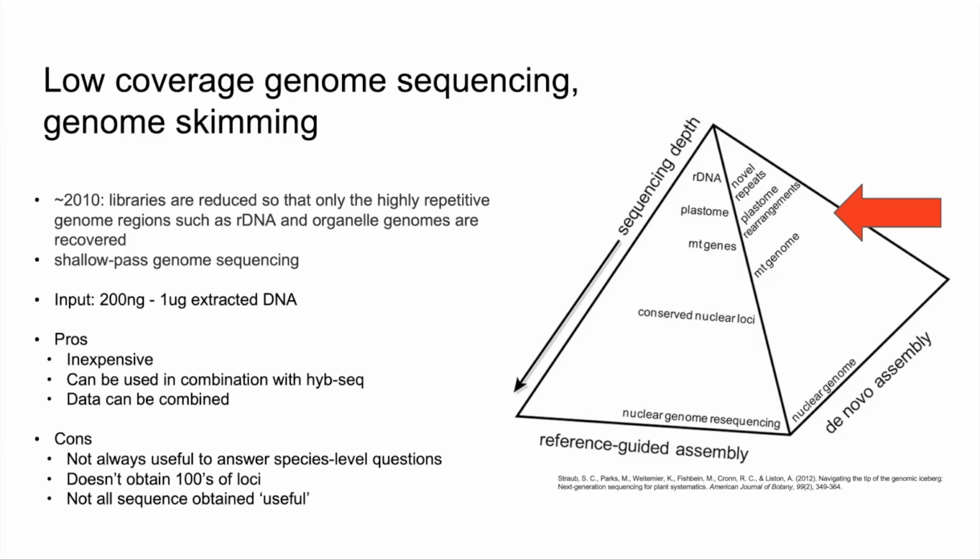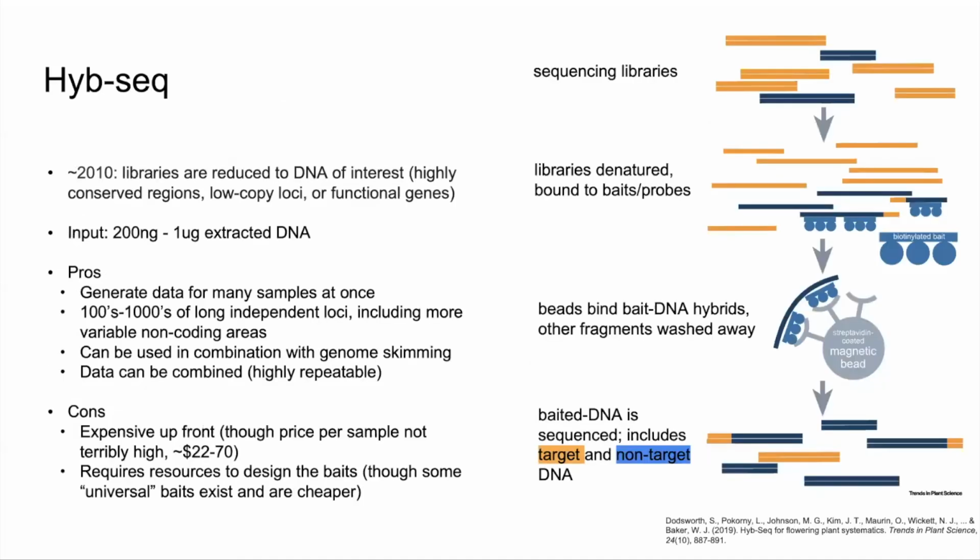You don't always obtain hundreds of loci because you're only getting a few loci if you consider a whole plastome one locus and a ribosomal DNA cistron one locus. You might only consider that you're getting reliably a handful of loci. And you're not actually using a lot of the sequence that you obtain. So not all of your sequence that you get from this method is considered useful. So there's some waste there.